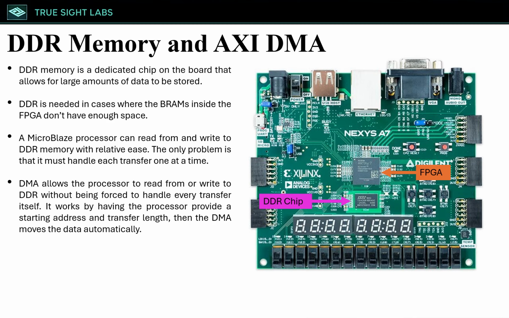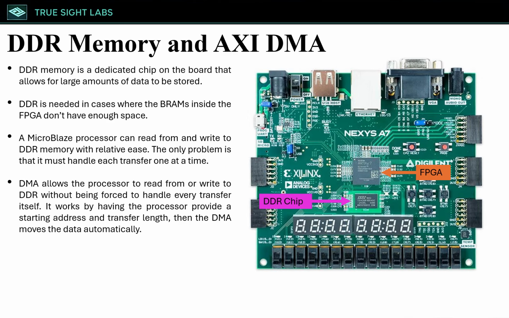DMA allows the processor to read from or write to DDR without being forced to handle every single transfer itself. It works by having the processor provide a starting address and transfer length. Then the DMA moves the data automatically.